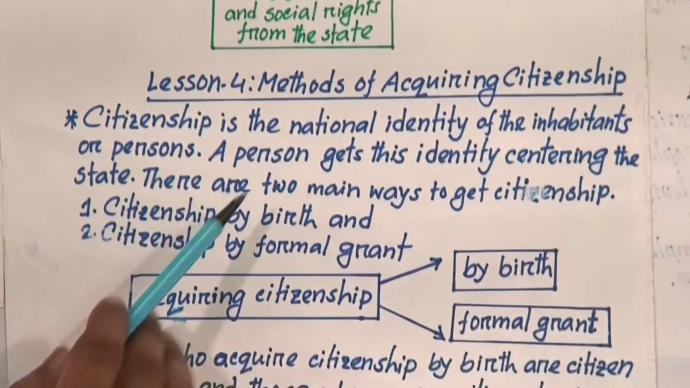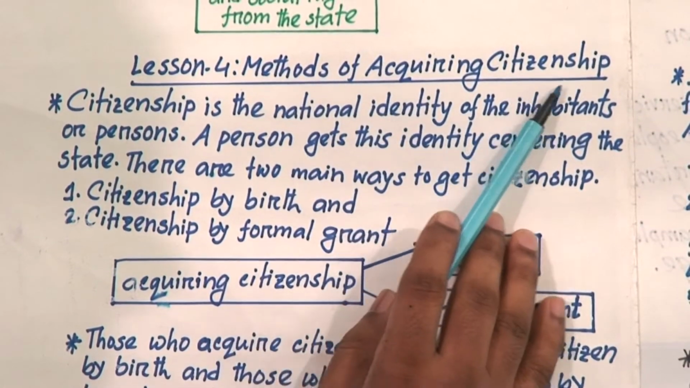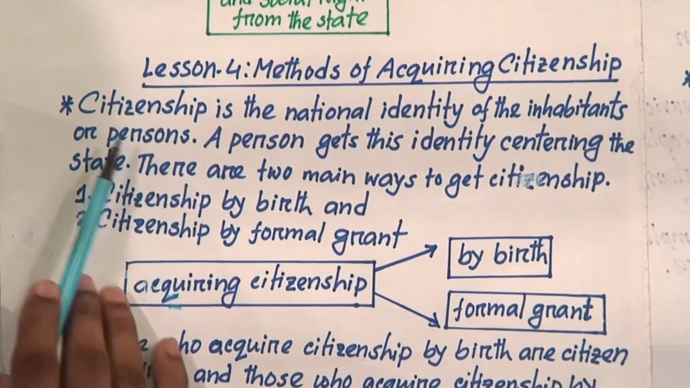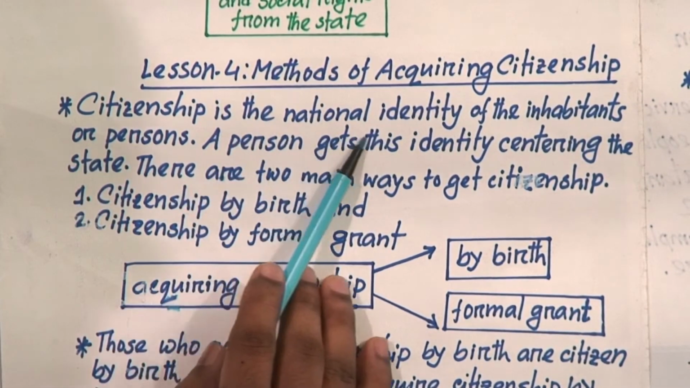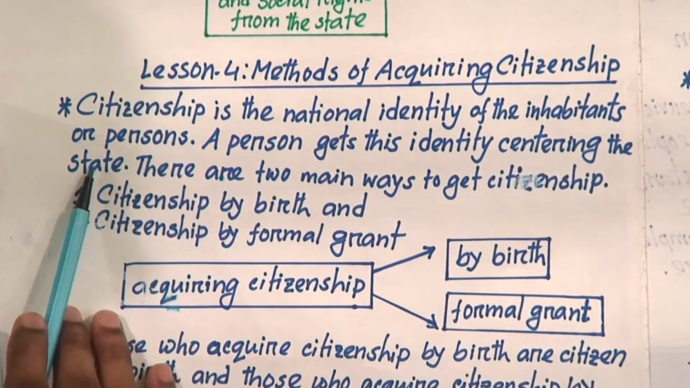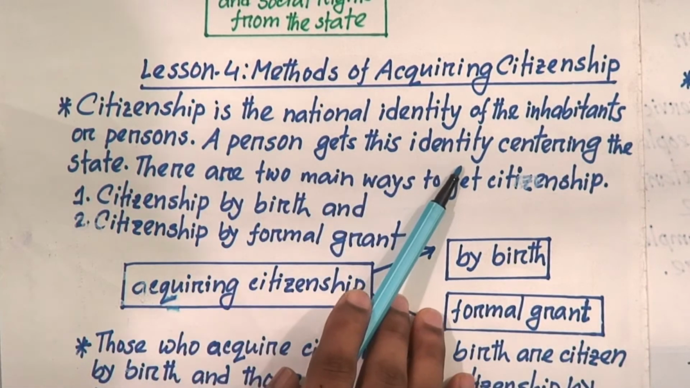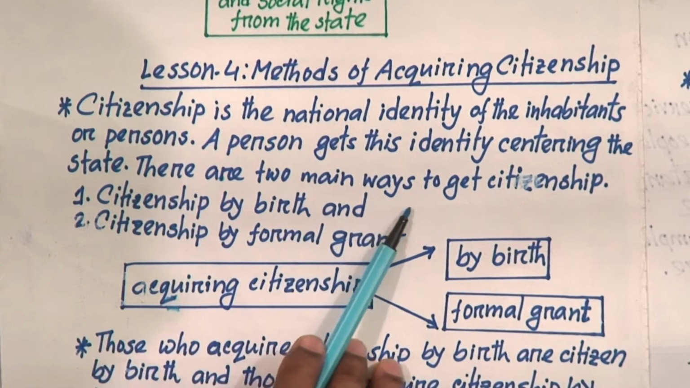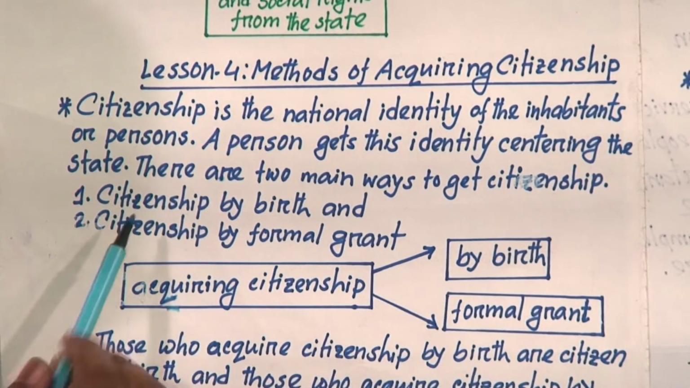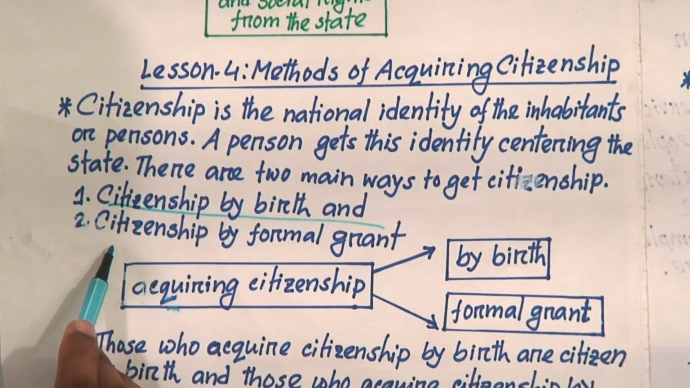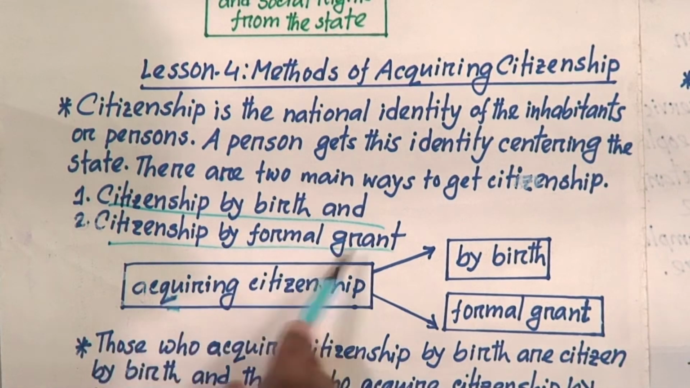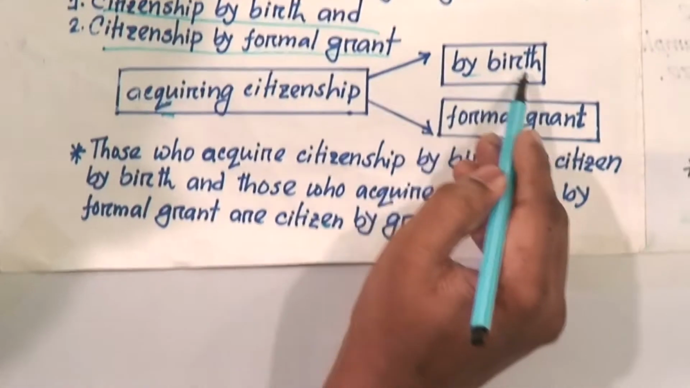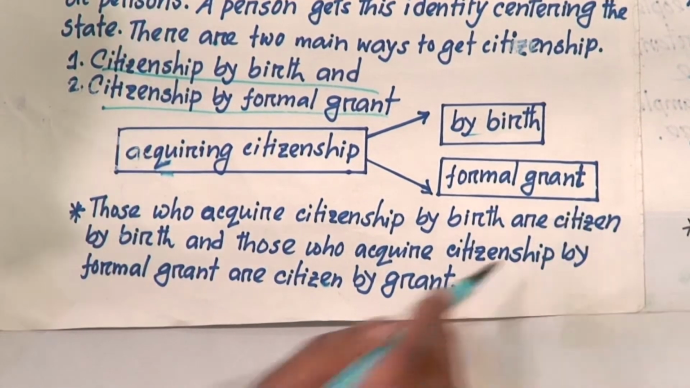Lesson 4, methods of acquiring citizenship. How we can acquire citizenship. Citizenship is the national identity of the inhabitants and persons. A person gets this identity centering the state. There are 2 main ways to get citizenship: citizenship by birth and citizenship by formal grant. So acquiring citizenship is actually of 2 types: by birth and formal grant.